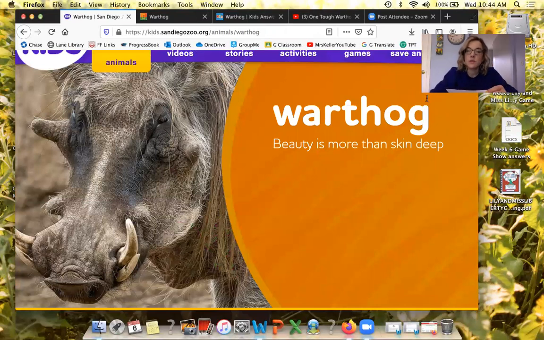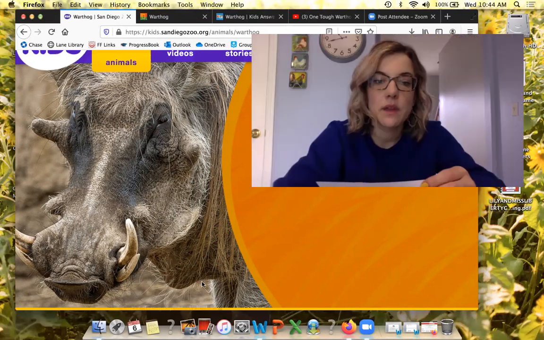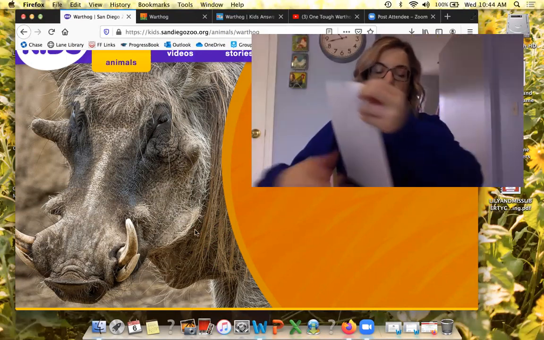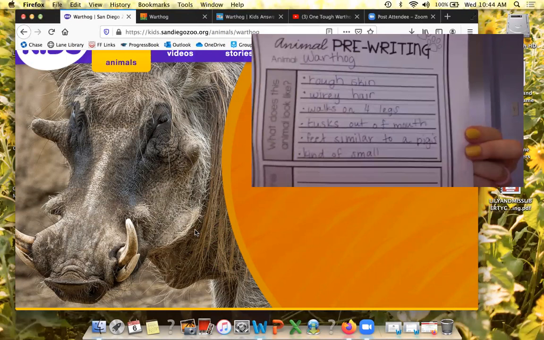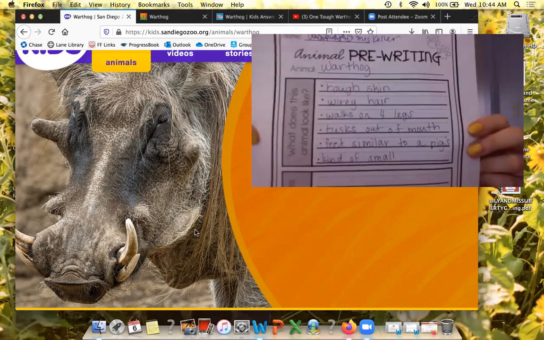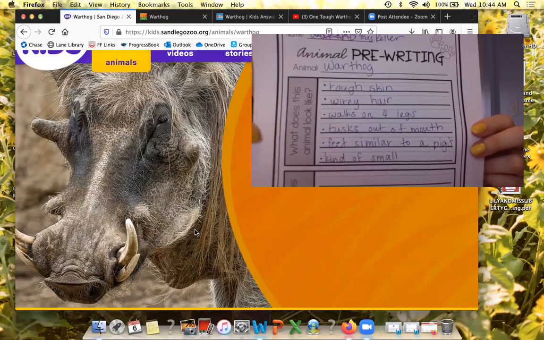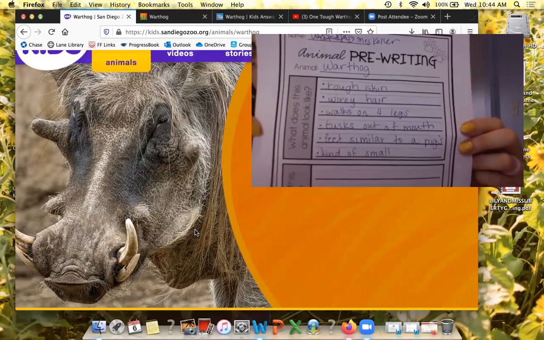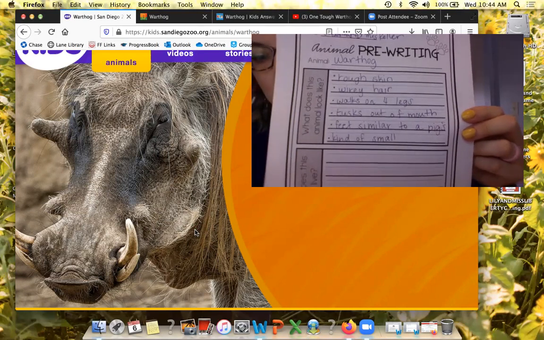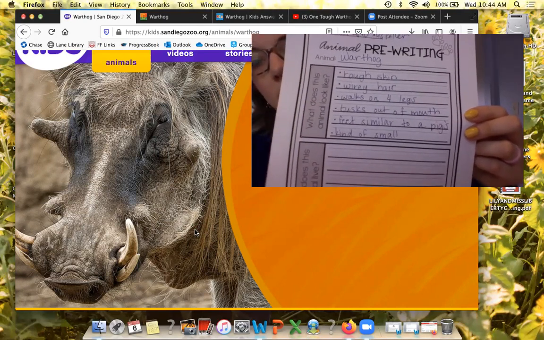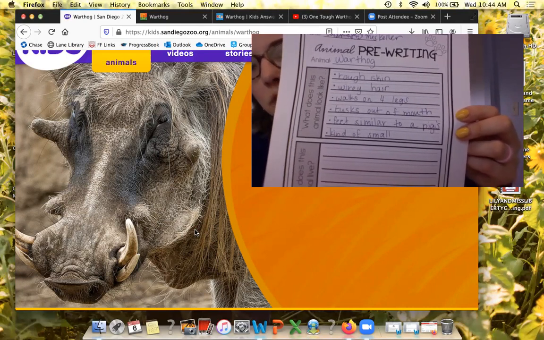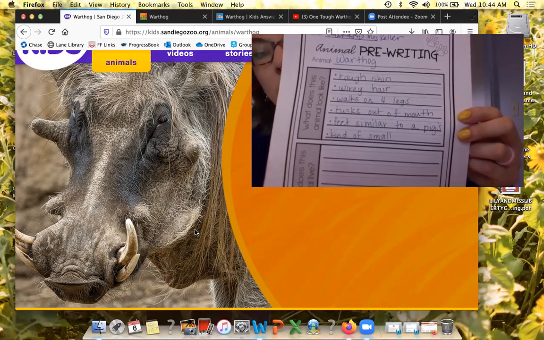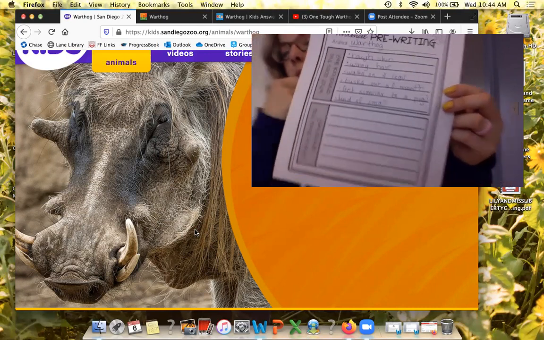So let me show you, see if I can make my screen bigger so you can see better. As far as it's going to let me go. So I have a bulleted list, not complete sentences, explaining what I found out about the warthog using accurate sources: they have rough skin, they have wiry hair, they walk on 4 legs, they have tusks coming out of their mouths, their feet are similar to a pig's, they remind me of a pig's feet, and they are kind of small. Okay?